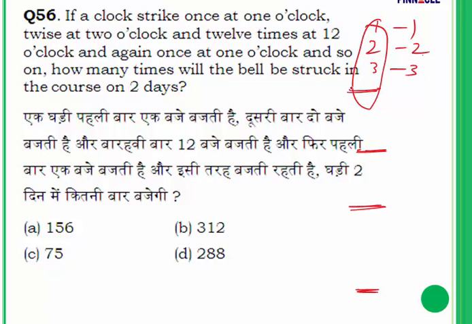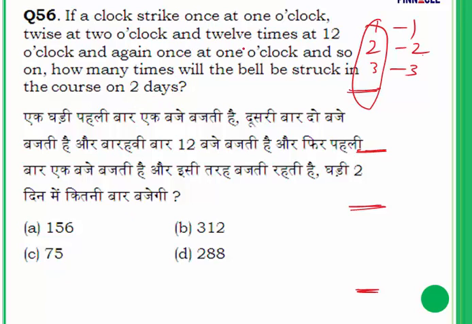Every hour is of 4 times. You can say, for example, 1 o'clock would be in first day morning, evening, second day morning, evening, and 2 o'clock morning, evening. In this way it will go. Now the question that has been asked is how many times will the bell be struck in the course of 2 days.